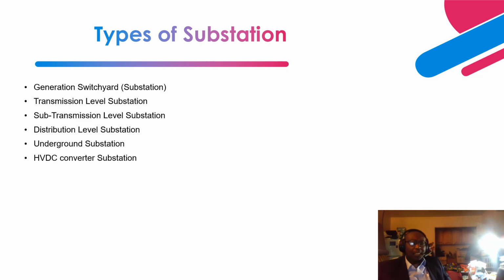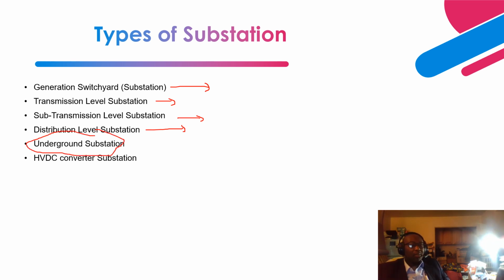Now, let's talk about the types of substations. I think I've given you a little bit of a heads up and have gone through the different types of substations that we can have. The first one is the generation switchyard substation. The second one is the transmission level substation, and I went through the flow chart that shows you all the different levels of substations that we have, from the generation source, to the sub-transmission level substation, the distribution level substation, then the underground substation.